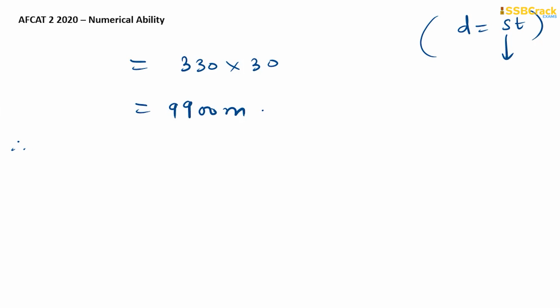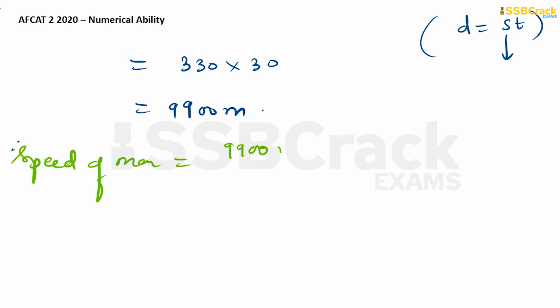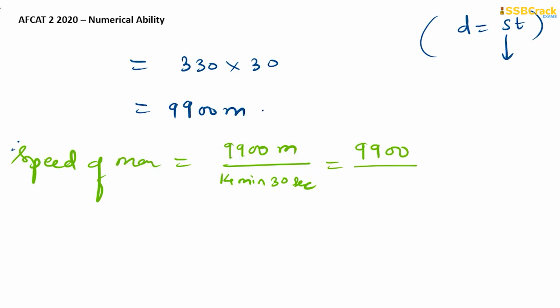And now, as per the question, we shall calculate the speed of the man. So it's the distance, 9900 meters, divided by the time, that is the 14 minutes 30 seconds interval. We know that calculation already: 14 into 60, plus 30, so 840 plus 30 gives 870. So this is the answer we get in terms of meters per second. But the question demands the speed of the man in kilometers per hour.